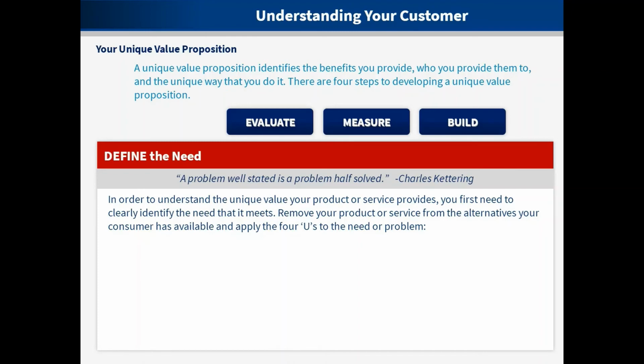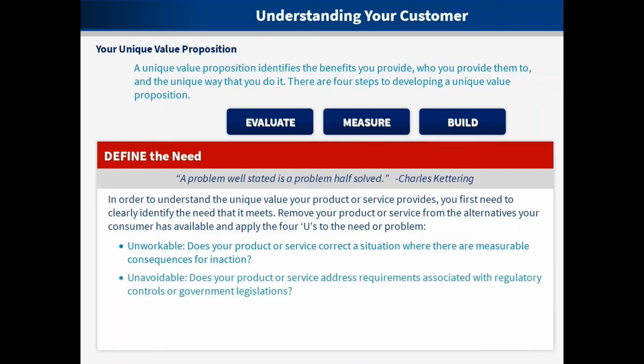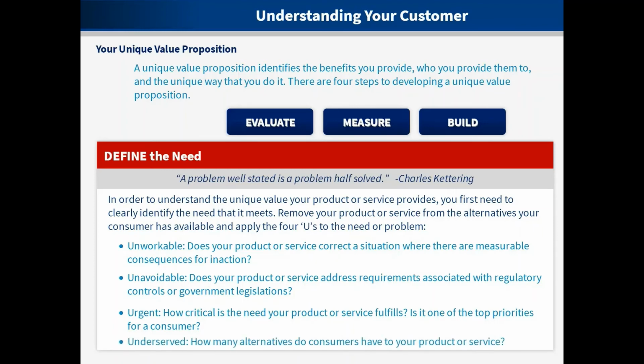or problem. Unworkable. Does your product or service correct a situation where there are measurable consequences for inaction? Unavoidable. Does your product or service address requirements associated with regulatory controls or government legislations? Urgent. How critical is the need your product or service fulfills? Is it one of the top priorities for a consumer? Underserved. How many alternatives do consumers have to your product or service?